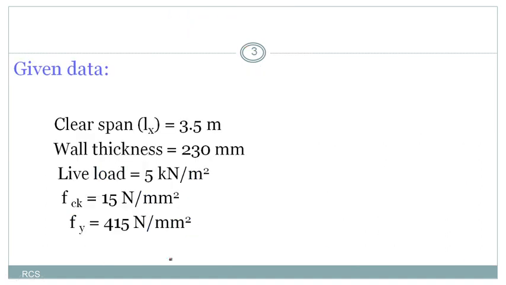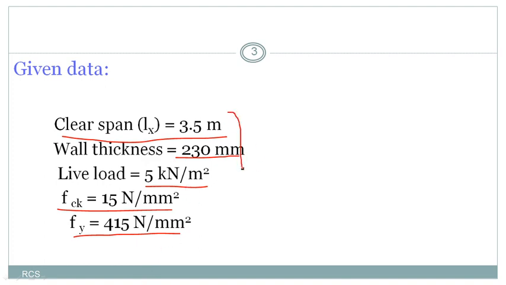We know what the given inputs are. The clear span along the x direction is 3.5 meters and wall thickness is 230 mm. Live load is 5 kilonewton per meter square, the characteristic compressive strength of concrete is 15 Newton per mm square, and the yield strength of steel is Fe 415, so I can consider it as 415 Newton per mm square. For this given input data, we have to design a simply supported one-way slab.